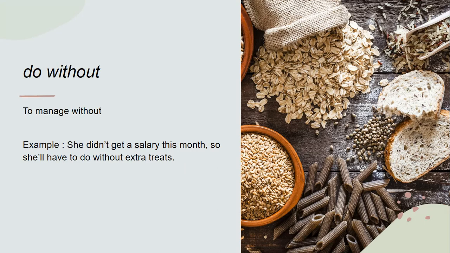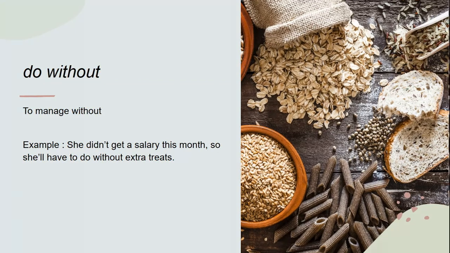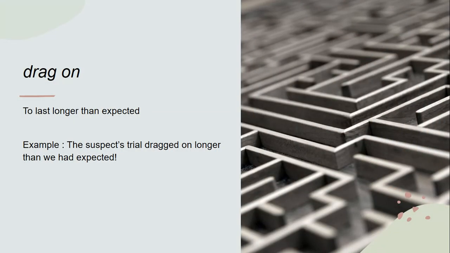Do without. To manage without. For example, she didn't get a salary this month, so she'll have to do without extra treats. Drag on, to last longer than expected. For example, the suspect's trial dragged on longer than we had expected.